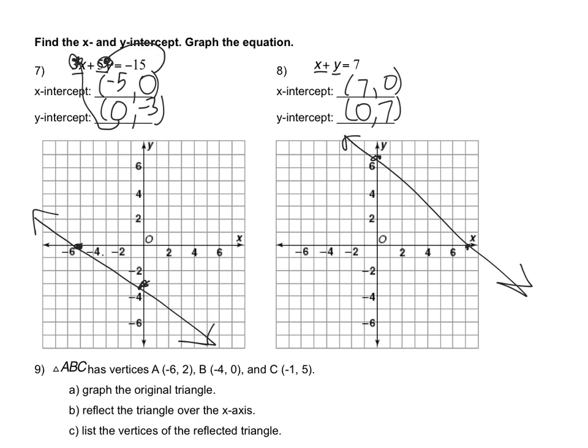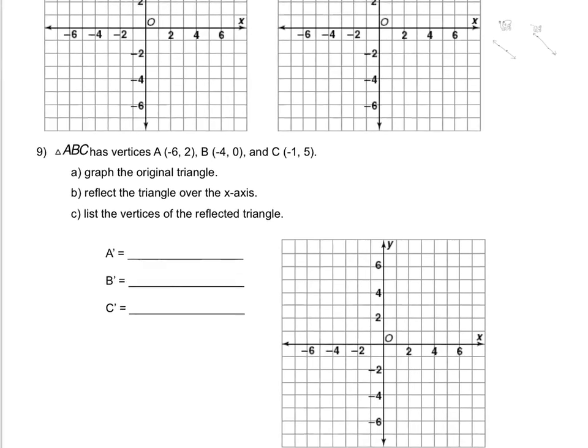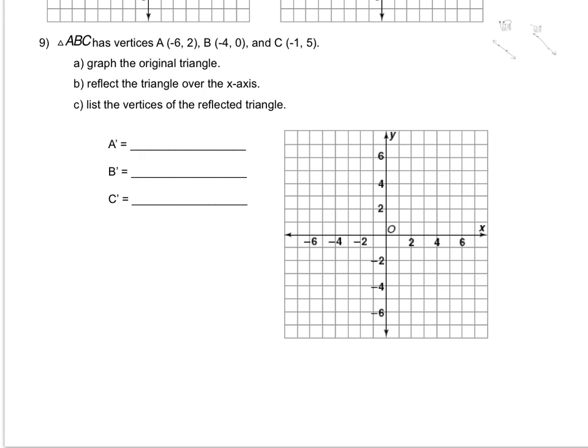Alright, so we have just one more problem here for chapter 3, and that is taking a triangle ABC and plotting the points. So we have (-6, 2), which is right here. We have (-4, 0), which is right here. And we have (-1, 5), which is right here. So we're going to just take a line and connect those. And that's the original triangle, letter A.